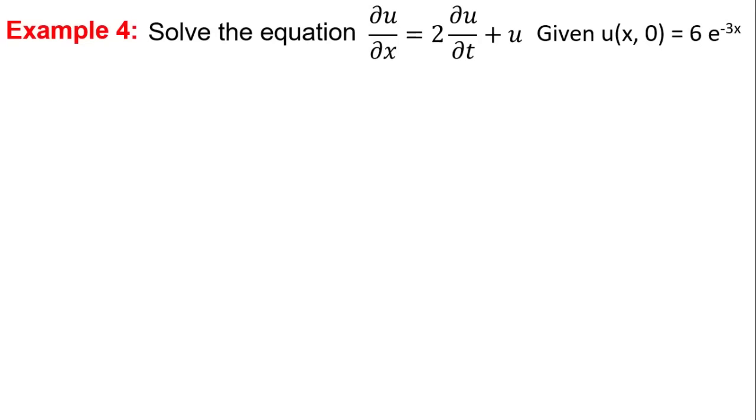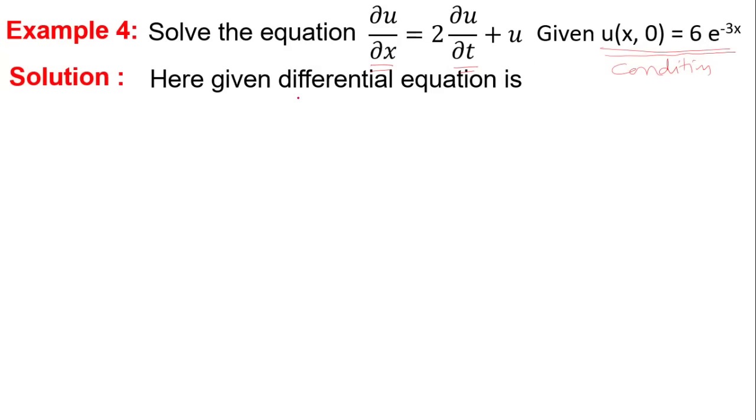So solve the equation del u by del x equal to 2 into del u by del t plus u, given u of x, 0 is equal to 6 into e to the power minus 3x. This is the initial condition. So the given differential equation is written as del u by del x is equal to 2 into del u by del t plus u, equation 1.